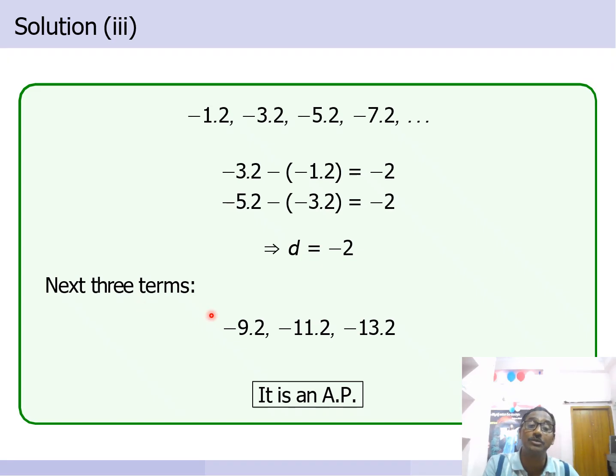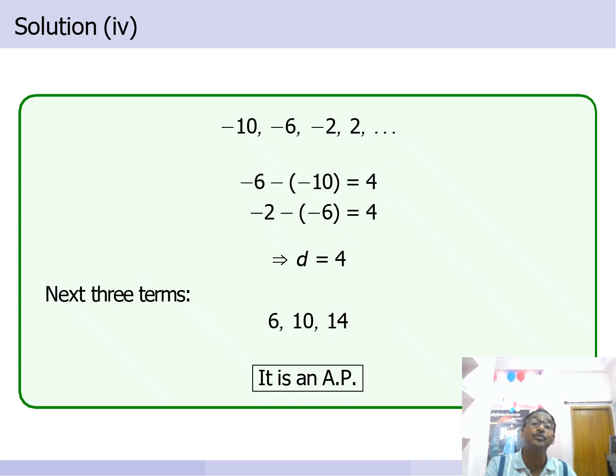For the next three terms, if you add minus 2 to minus 7.2, you get minus 9.2. Minus 9.2 minus 2, you get minus 11.2. Minus 11.2 minus 2, you get minus 13.2. Therefore it is an arithmetic progression.